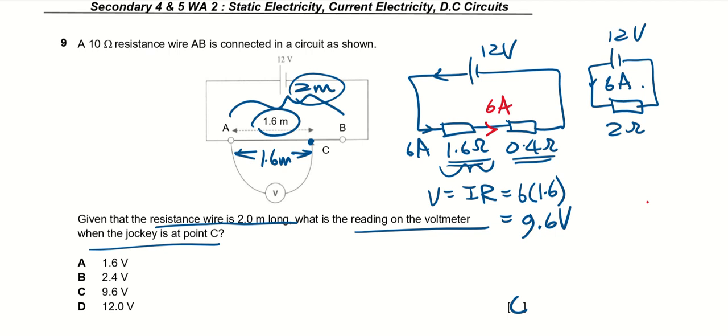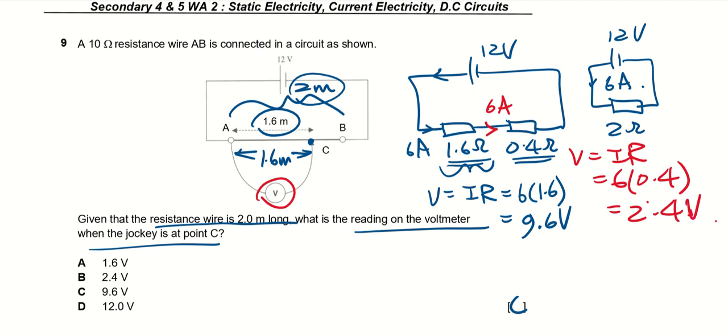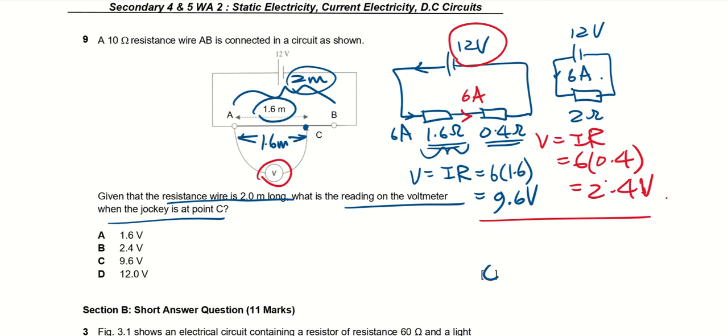I'm also going to get 6 ampere passing through it because it is a series circuit. The voltmeter is connected across this 1.6 ohm, which is actually what I propose as the 1.6 meter wire. So the V is going to be 6 ampere in series, the current is the same, multiplied by the resistance, I get 2.4 volts. So if you add up this, you are equal to 12 volts because in series, the voltage or the potential difference is the sum. The sum is equal to the EMF.